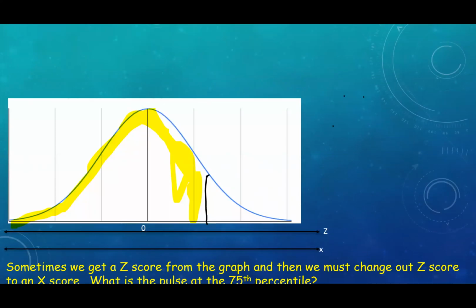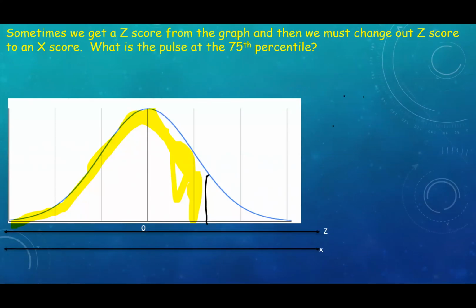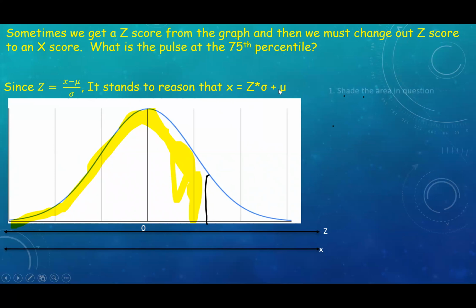All right, let's take a look at this one. Sometimes we get a z-score from the graph, and then we must change the z-score to an x-score. What's the pulse 75th percentile? That's the question. Since z is equal to x minus mean divided by standard deviation, if we want to get x by itself, we multiply both sides by standard deviation, and we add the mean, and we get x equals the z-score times the standard deviation plus the mean.